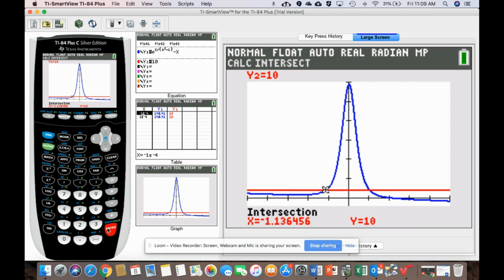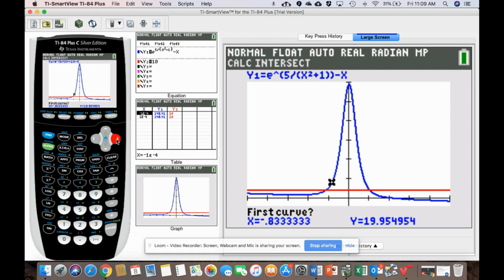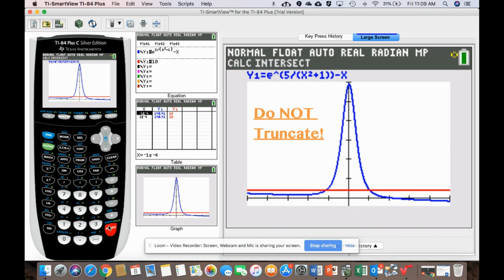Okay, so our first point of intersection, I'm going to write this down, is -1.136456. What we want to talk about here as I go to find this next intersection point is the idea of not truncating decimals. We do not want to round. We want to tell students we do not want to round until the very end, right? So that means we are going to have to store these things.